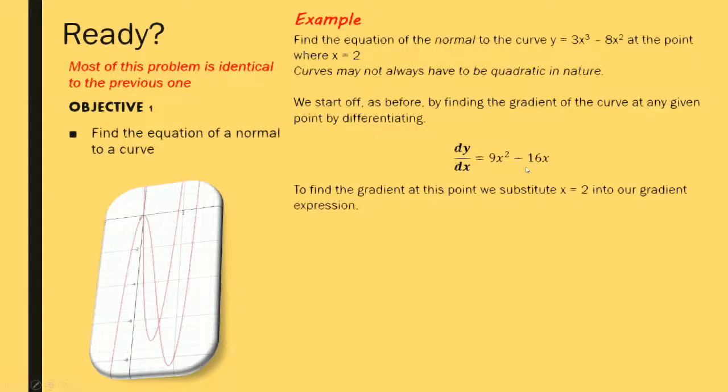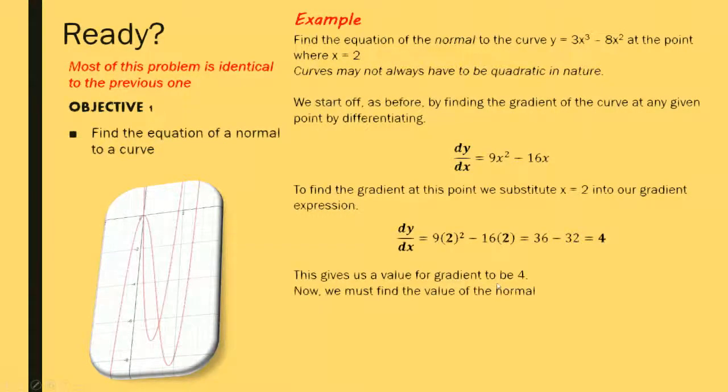To find the gradient at this point, we substitute x equal to 2 into our gradient expression, and dy by dx is equal to 9 times 2 squared minus 16 times 2, which is 36 minus 32, which is 4. This gives us a value for the gradient of the tangent to be 4.